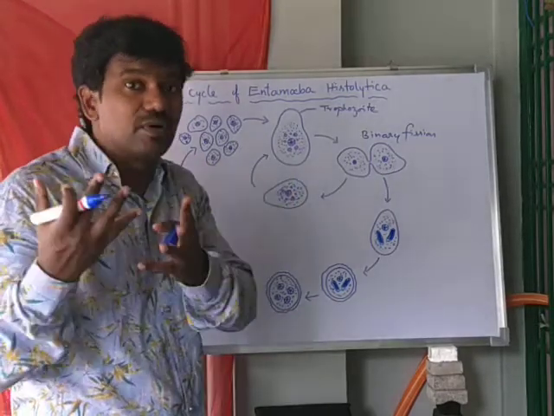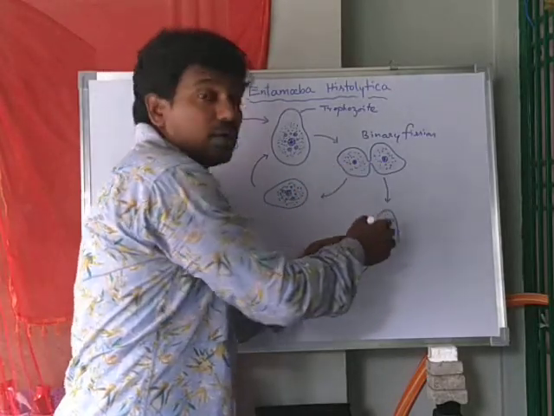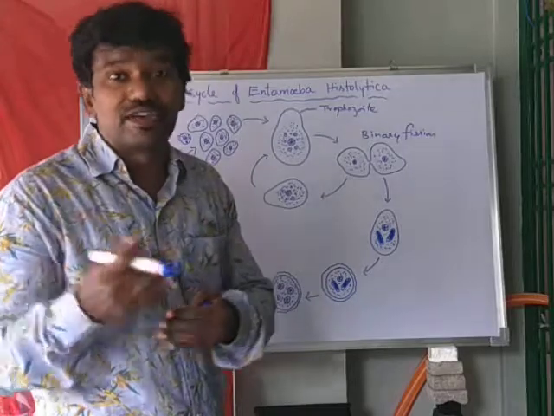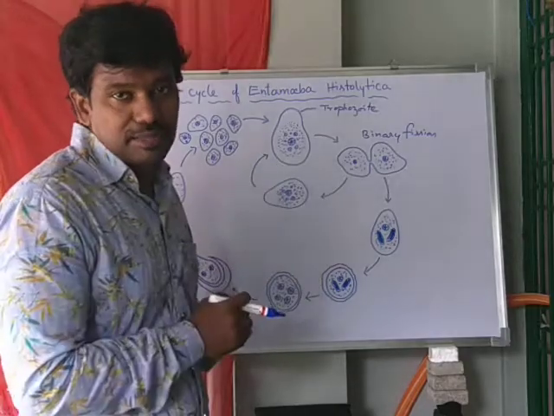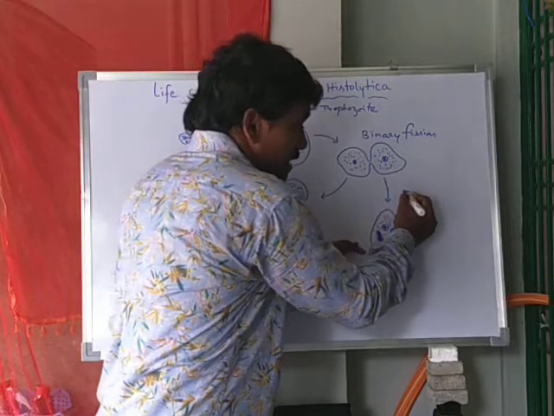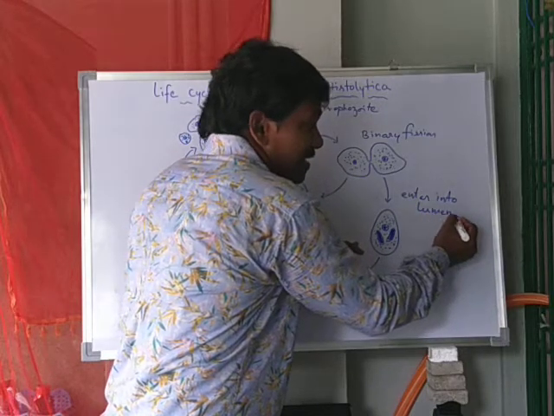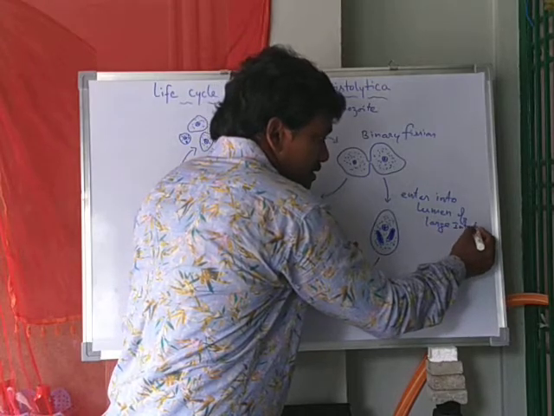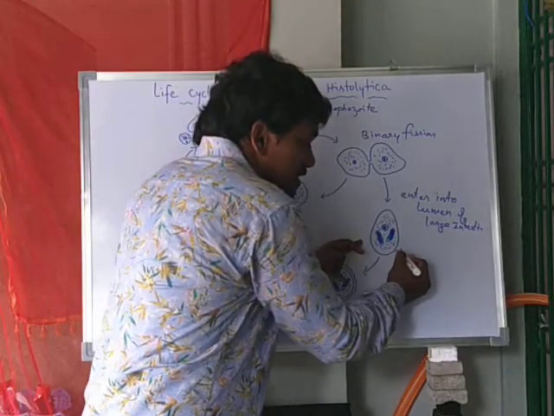But some of the remaining daughter amoebae enter from the wall into the lumen of the large intestine. Lumen means cavity. Some individuals remain only at the wall, but the remaining ones enter into the lumen of the large intestine. Then they are transformed into the pre-cystic stage.